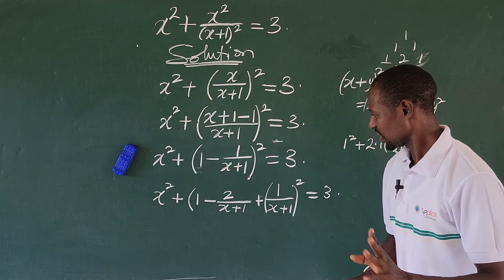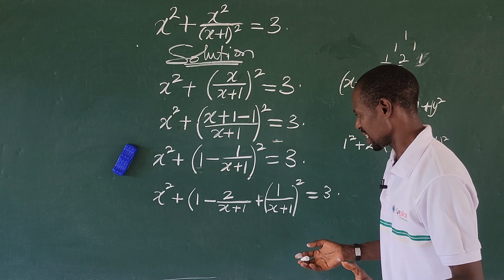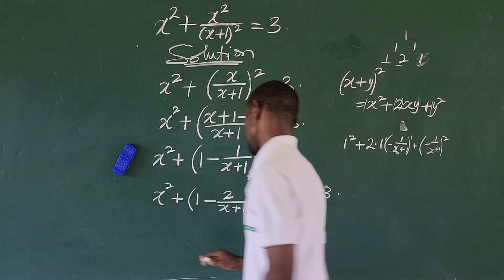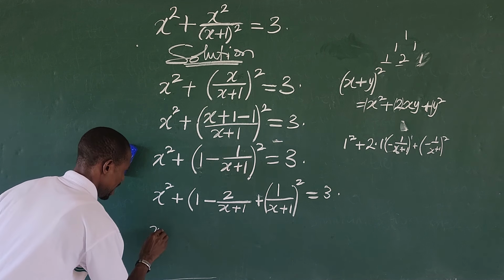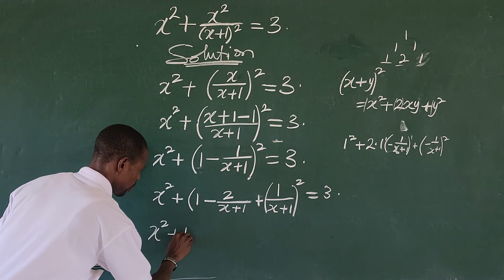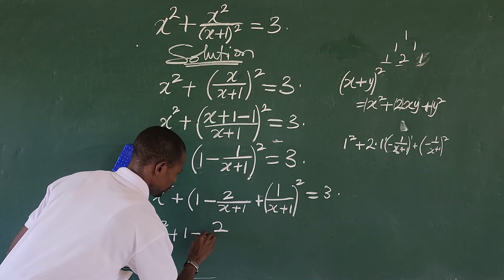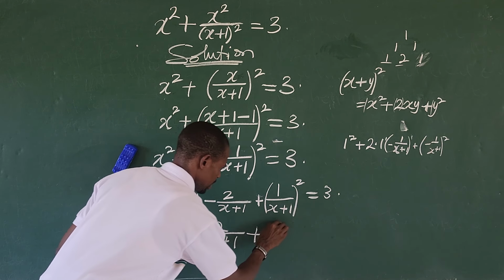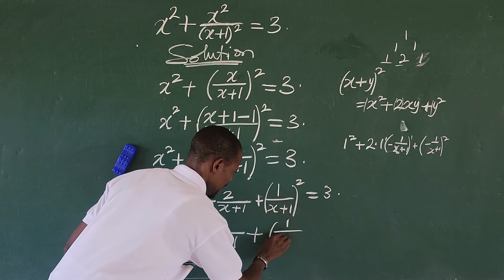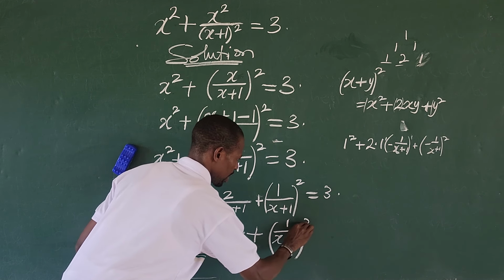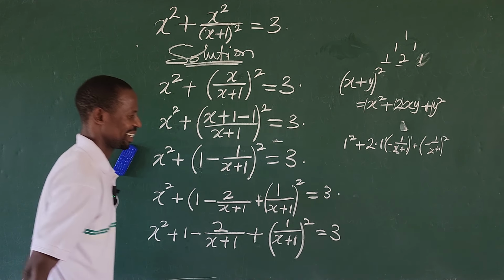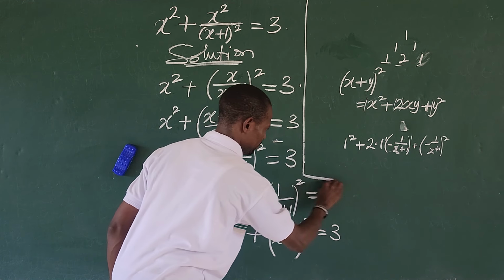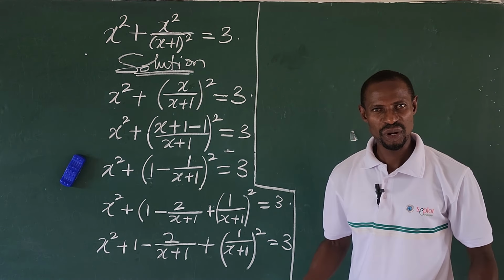Okay. So if we have this to be this, what is the next thing we do here? We can open up this expression we have here now. So let's open up this and it gives us x to the power of 2 plus 1, then minus 2 all over x plus 1, then plus 1 all over x plus 1 all to the power of 2. This is equal to 3. Okay, so let's forge ahead.